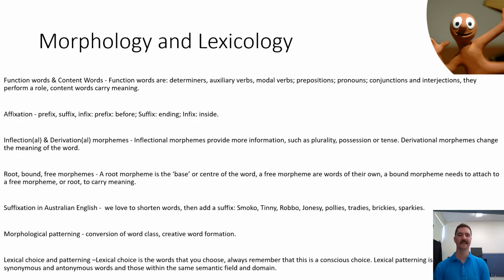Morphological patterning, conversion of word class, creative word formation is basically the way, if you go back to morphology, all of those concepts are the way that morphology is patterned. And then lexical choice and patterning is just basically the way the words that you pick within a text all work to create coherence and cohesion, make them stick together and make the text understandable because it's in a narrow realm and it's consistent with itself and it's on the topic that you would expect it to be on.